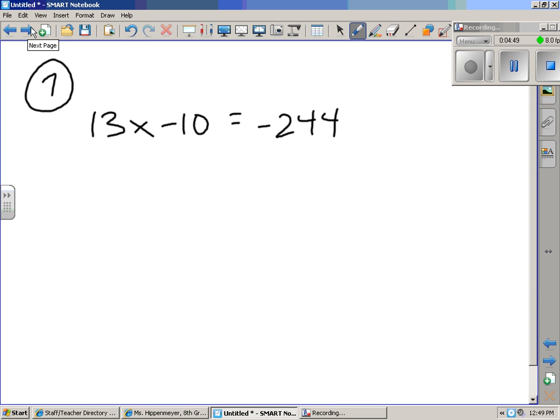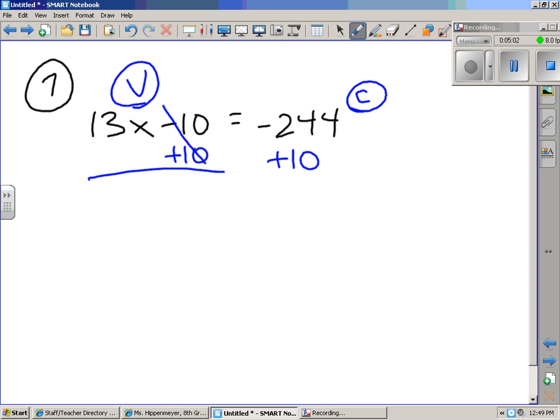So we have two steps here. First of all, we want to move all the constants to one side and all the variables to the other. So I'm moving the constants to the right and leaving the variables on the left. Negative 10 plus 10 equals 0, so we're left with 13x.